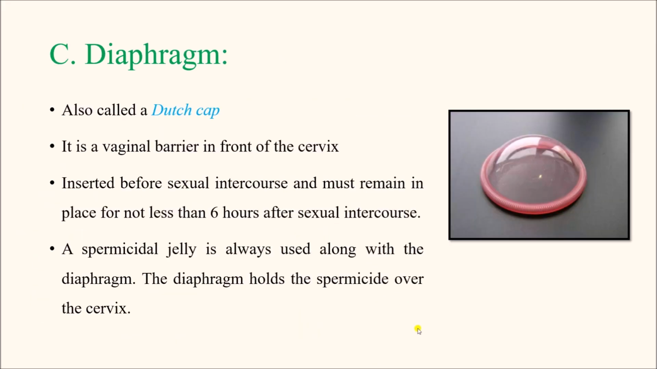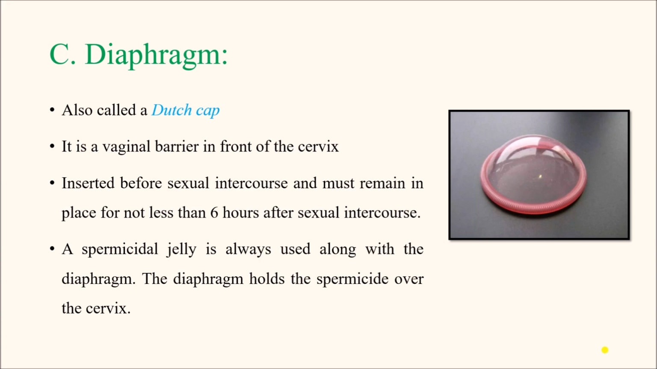The next one is the diaphragm. This is also known as Dutch cap, although this was invented by a German physician. It is a vaginal barrier that lies in front of the cervix, inserted before the sexual intercourse, and must remain in place for not less than 6 hours after the sexual intercourse.